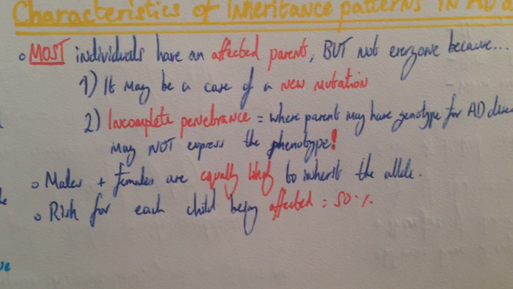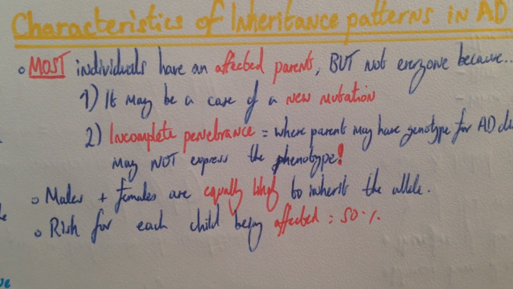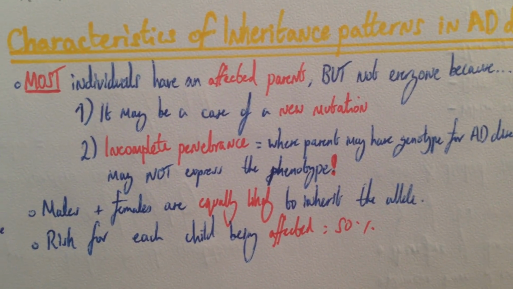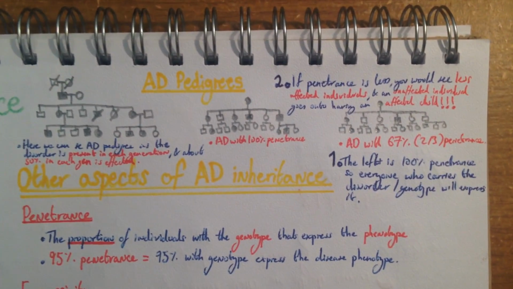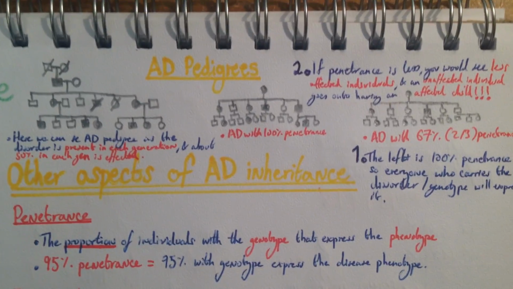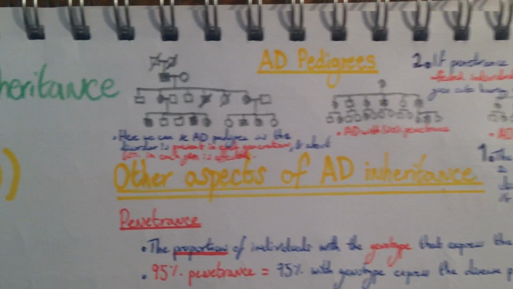Carrying on, males and females are equally likely to inherit the alleles. However, there is a risk for each child being affected, which is 50%. We'll quickly look at autosomal dominant pedigrees. So here we can see 3 pedigrees for autosomal dominant. We'll start off with the one on the left.